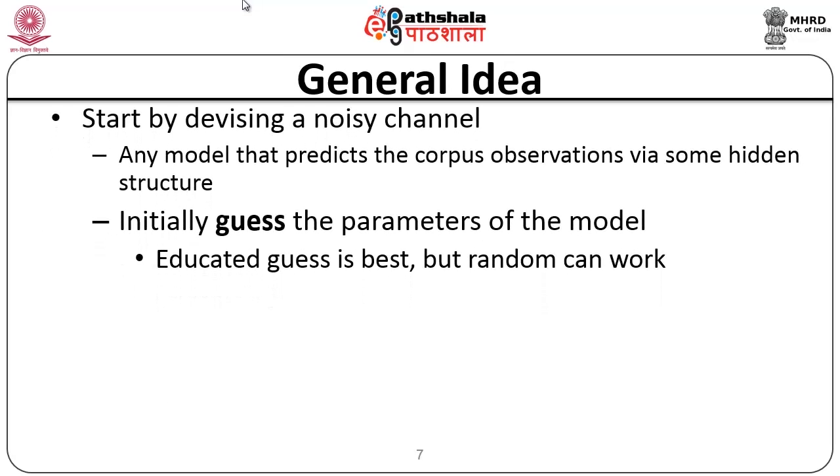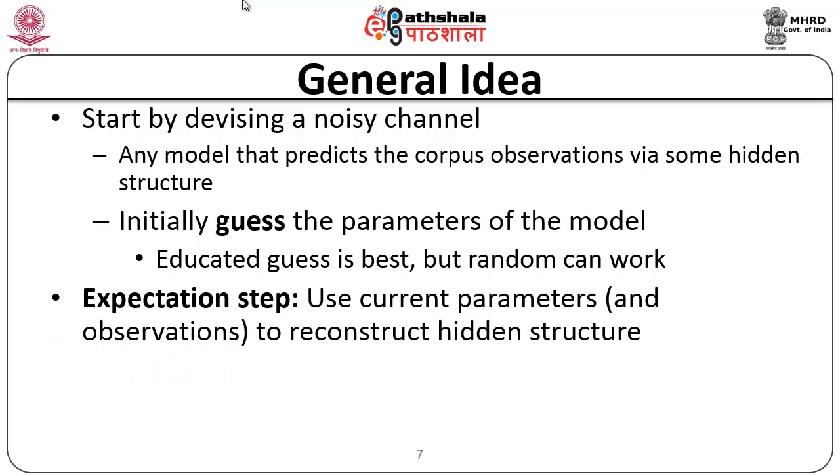So, the general idea is to start by devising a noisy channel, that is, any model that predicts the corpus observation via some hidden structure. You just assume that. Initially guess the parameters of the model. Usually you guess, it can even be random. If you take it as random, the time taken for completing the algorithm or convergence will be longer. So, normally you make an educated guess, but random also can work. There is no rule that it will not work.